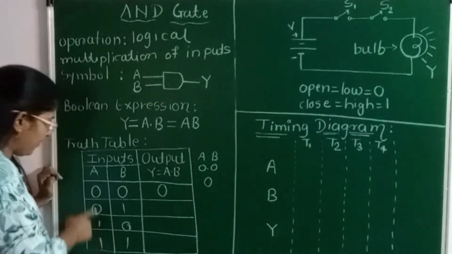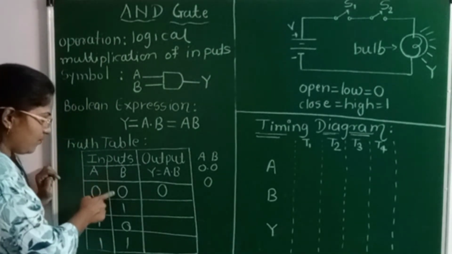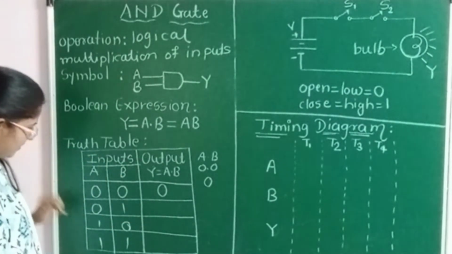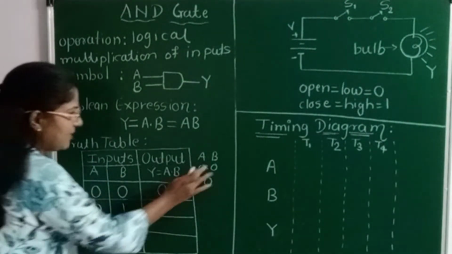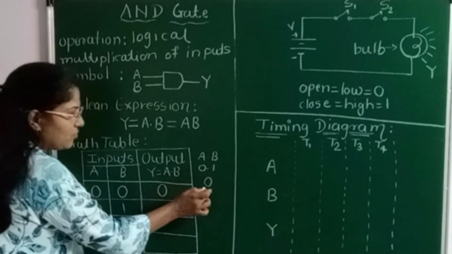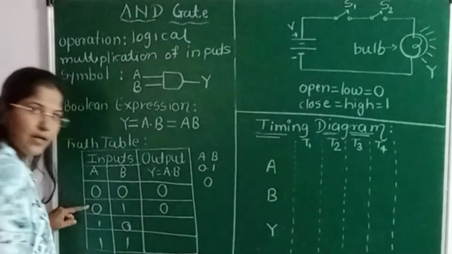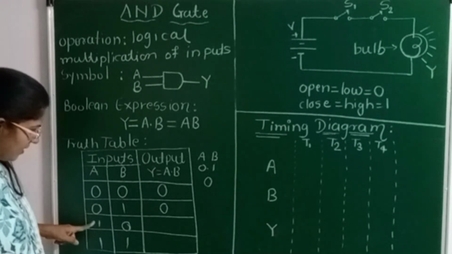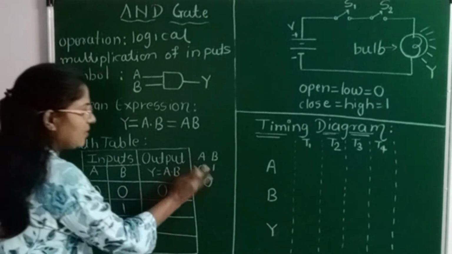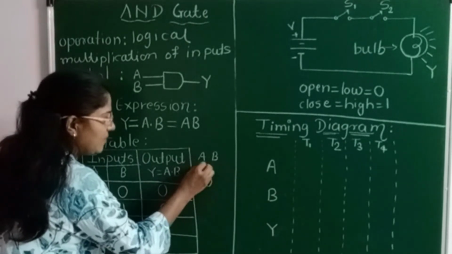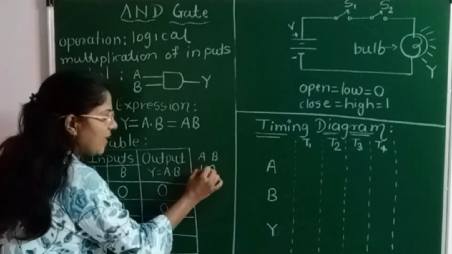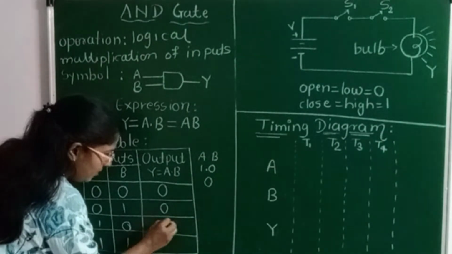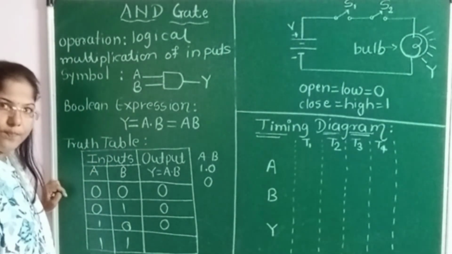That means whenever the value of A is 0 and the value of B is 0, the output is 0. Next, A is equal to 0, B is equal to 1. So again the output will be 0. Now see the third combination where the input A is 1 and B is 0. So 1 into 0 is 0. So again for this input combination also the output will be 0.